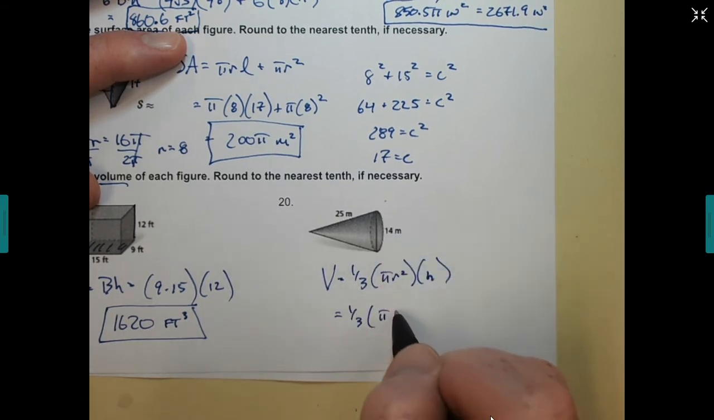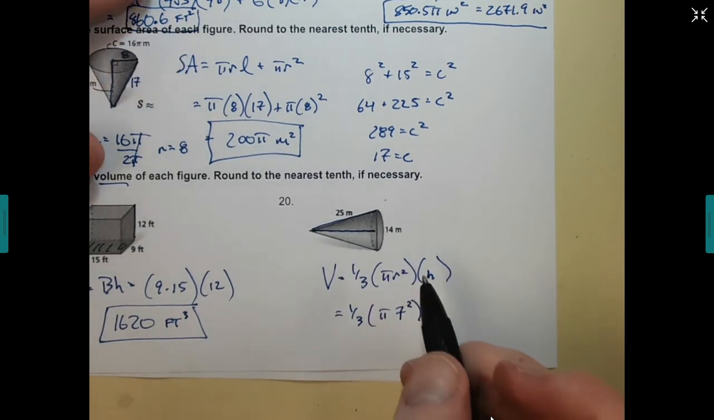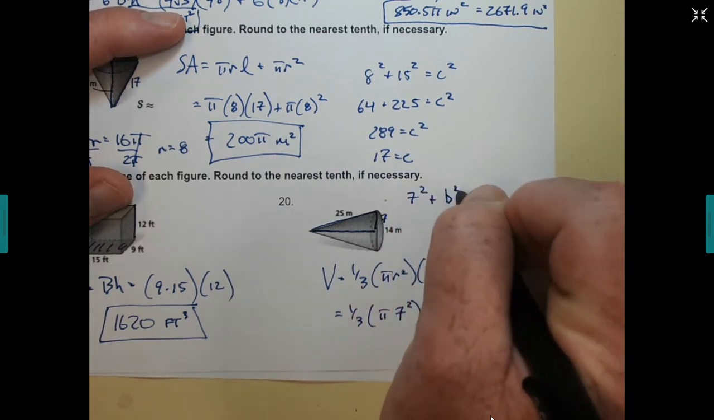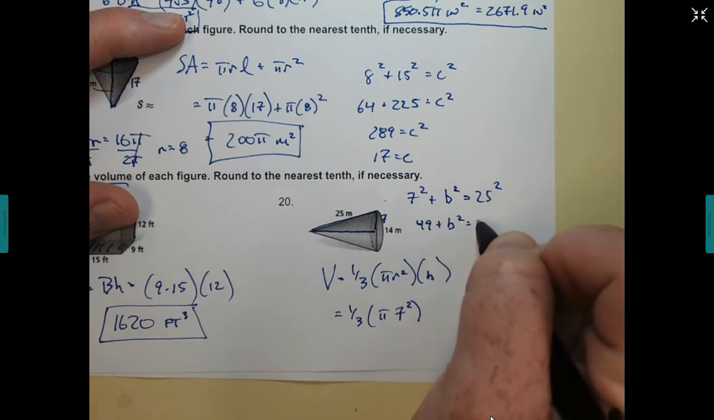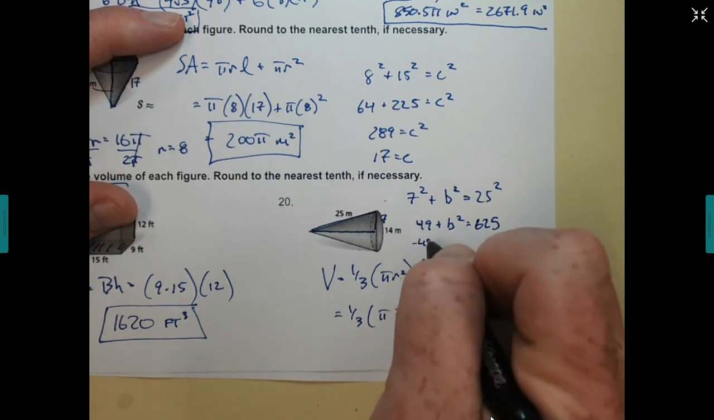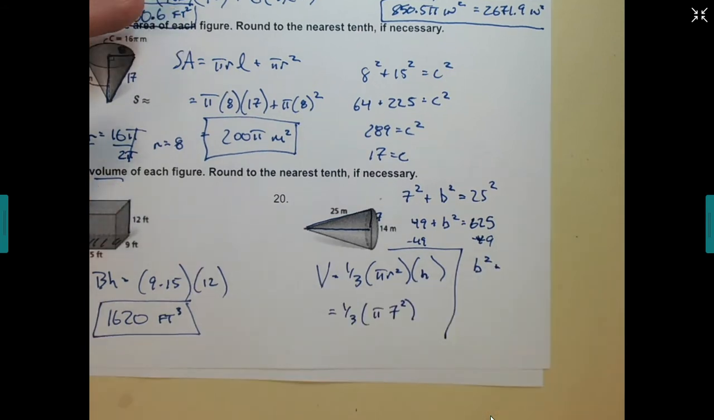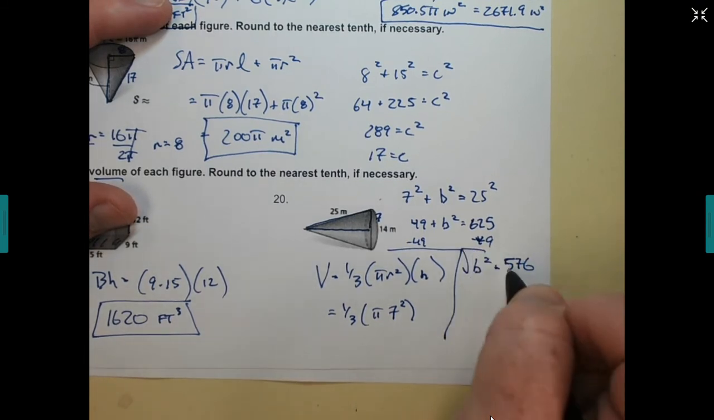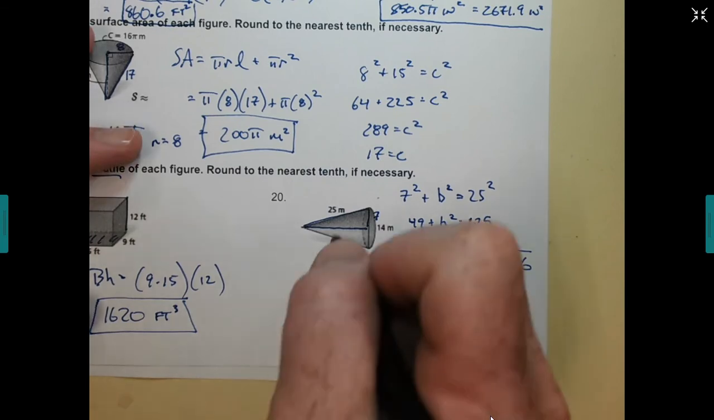The radius is 7. And this is the slant height, so I need the actual height. All right. So if the radius is 7, I'm doing a Pythagorean Theorem problem again. 7 squared plus b squared equals 25 squared. 49 plus b squared equals 625. Minus 49 on both sides. Let's keep this problem separate. I'm at b squared equals 576. And if we square root both sides, b is 24. That's the number I needed for this problem. 24.